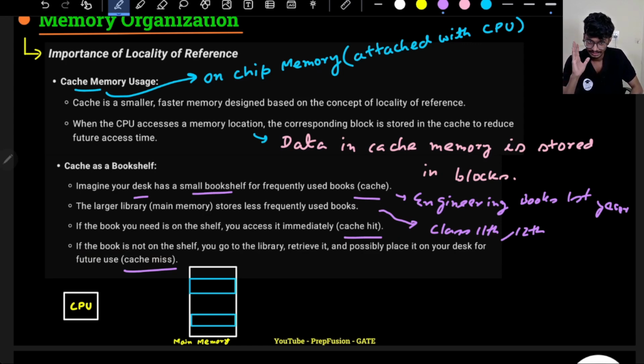Got it? Cache hit and cache miss. If I go to the cache memory and whatever I required I got from the cache memory, that is termed as cache hit. If I went to the cache memory and whatever was required I did not get, that is known as cache miss. Got it?